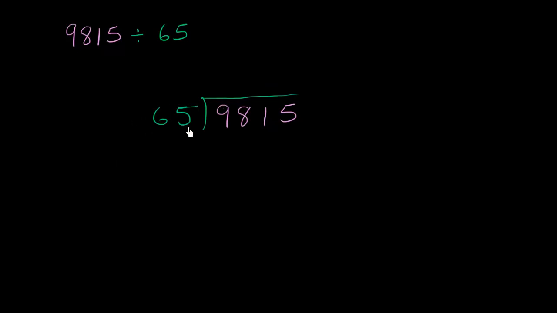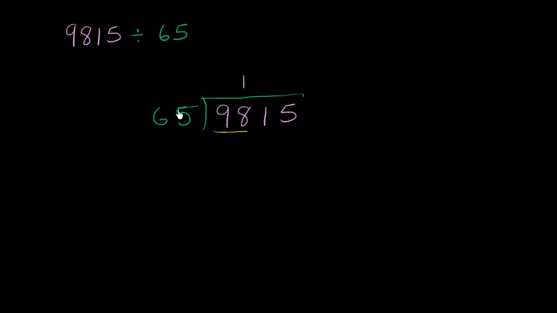And as we'll see, whenever we divide by a number that has more than one digit, there's a little bit of an art to it, and hopefully you'll get an appreciation for that art over the course of this video. So first we can think about, how many times does 65 go into 9? Well, it doesn't go into 9 at all, so we can move one digit to the right. How many times does it go into 98 without going over it? Well, 65 times 1 is 65, so that doesn't go over it. And 65 times 2 would be 130, so that would go over 98, so it only goes one time.